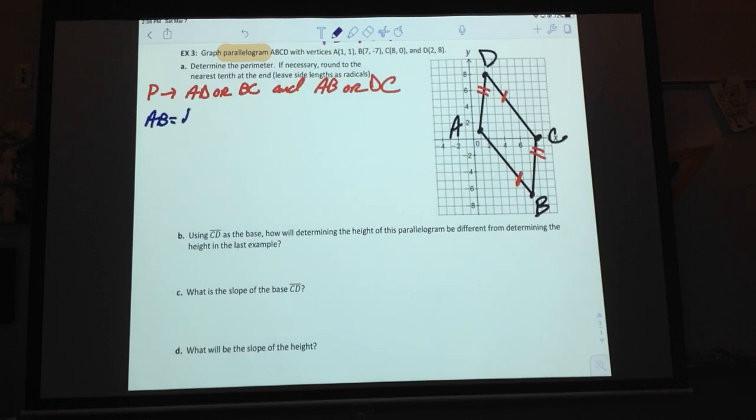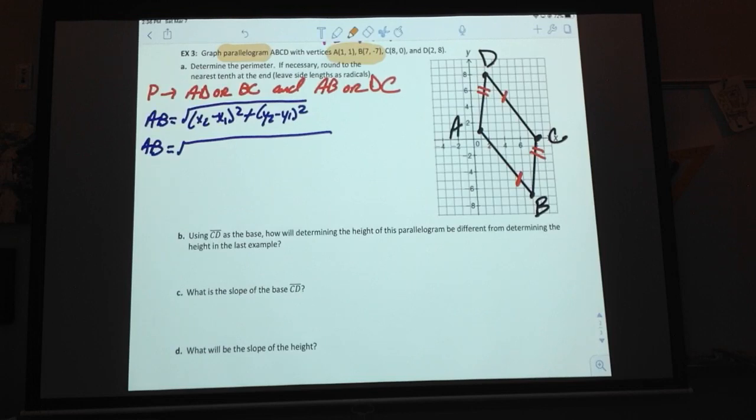Okay, AB and BC. So here we go. AB, the distance, is the square root of, you got it, x2 minus x1 squared plus y2 minus y1 squared. Remember, I promised I would write it every single time because I want you to learn it. Here we go. A to B. Now, A is at 1, 1 and B is at 7, negative 7. And I'm just using these up here. I can see them up here. So that's why I'm using A to B. And then the next one is just B to C.